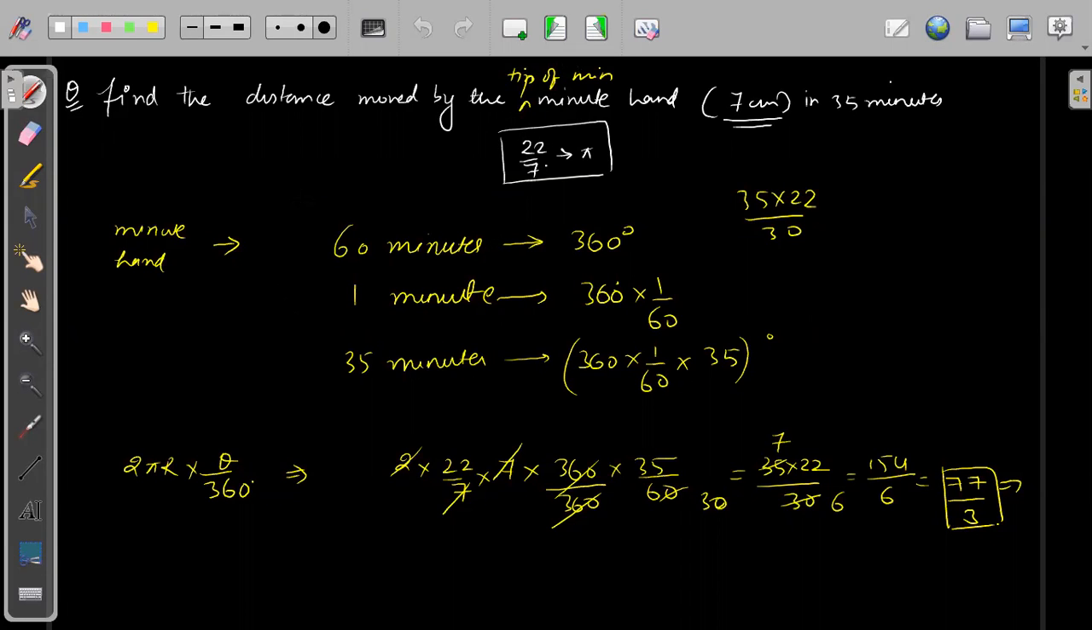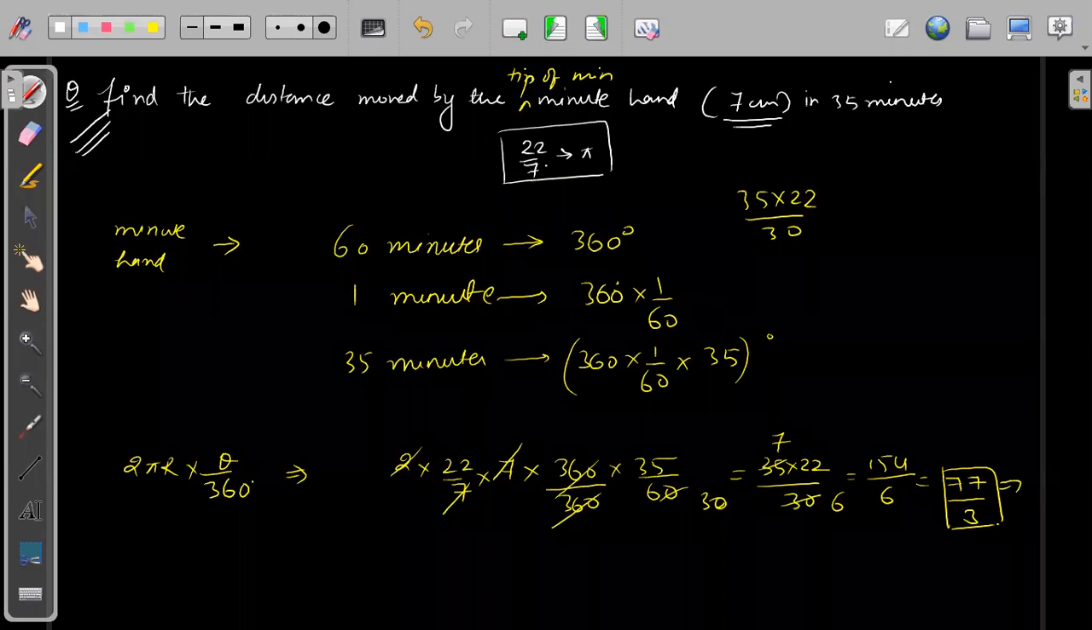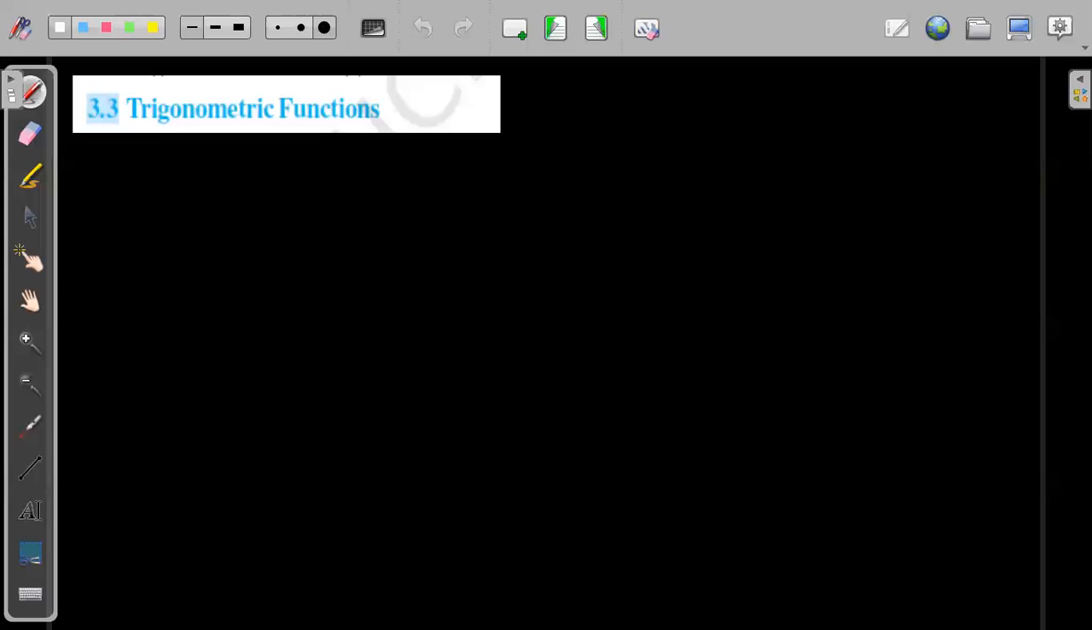Okay, next, let's see. So this part everybody is able to understand. Ashwin Vilan, did you understand this part? Yes. Very good. Mohit, okay, fine. Next. Now we come to trigonometric functions.